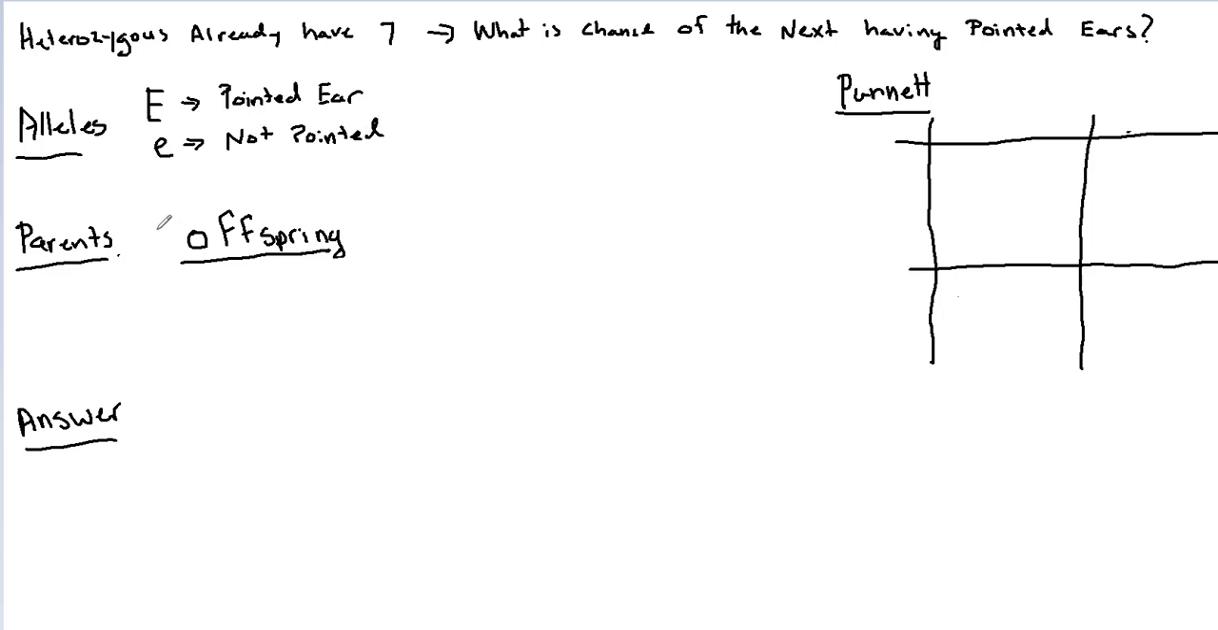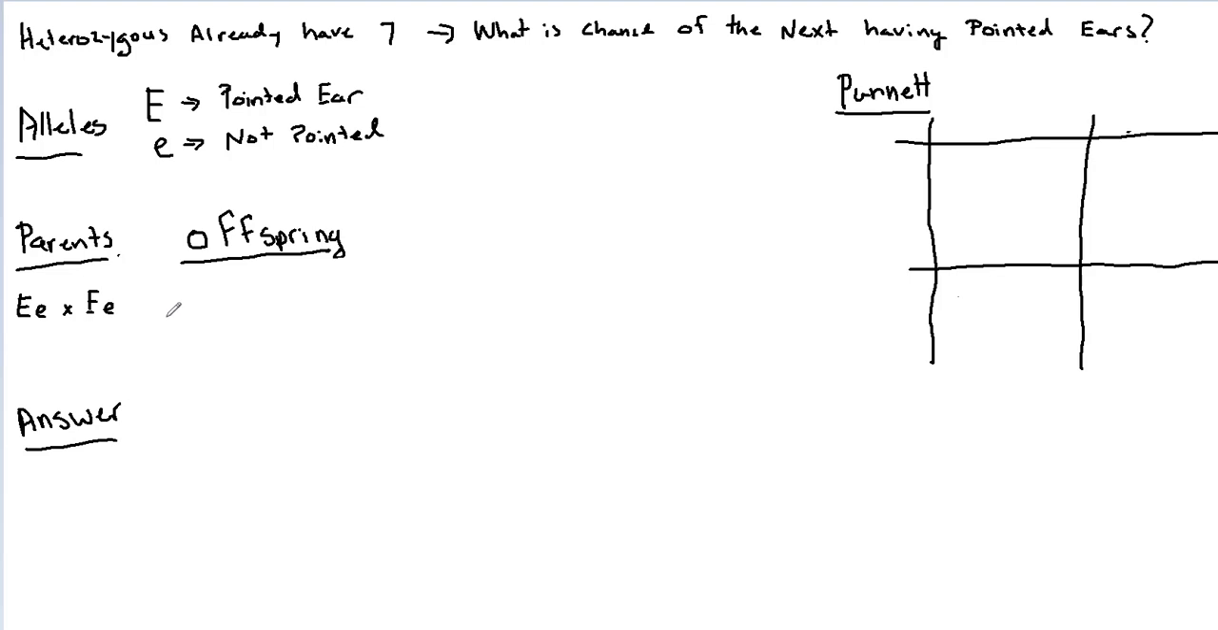All right. Jump down here to parents, because according to the question, we have a heterozygous male and a heterozygous female, so we know our parents for sure. One of our parents, big E, little e, heterozygous, crossed with another heterozygous parent, big E, little e. So we've got some information on the offspring. 4 of them had pointed ears, 3 of them had round ears.